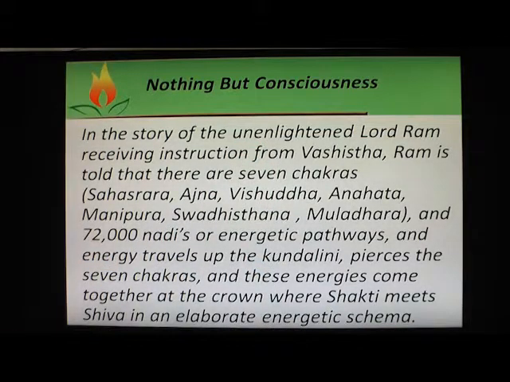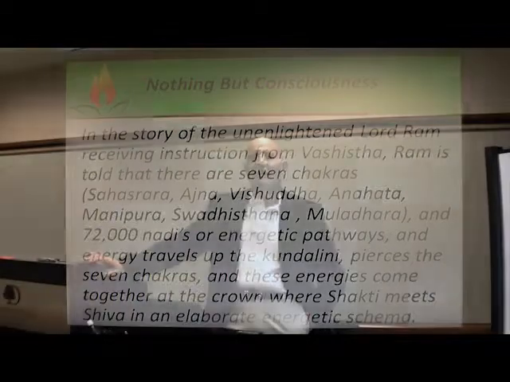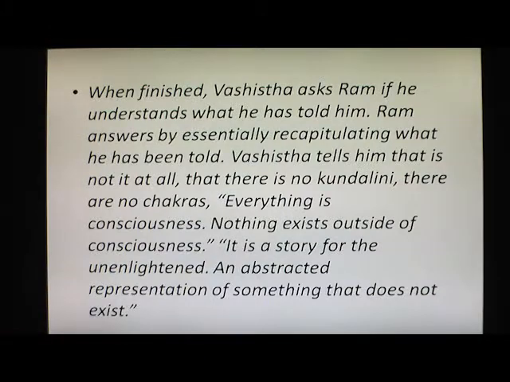In the story of the unenlightened Lord Ram receiving instruction from the teacher Vashishta, Ram is told that there are 7 chakras and 72,000 nadis, or energetic pathways, and that energy travels up the Kundalini. It pierces the 7 chakras, and these energies come together at the crown where Shakti meets Shiva in an elaborate energetic scheme. When finished, Vashishta asks Ram if he understands what he's told him. And Ram answers by essentially recapitulating this story that he's just been told. And Vashishta tells him, no, that's not it at all. There is no Kundalini. There are no chakras. Everything is consciousness. Nothing exists outside of consciousness. It's a story for the unenlightened, an abstracted representation of something that does not exist.